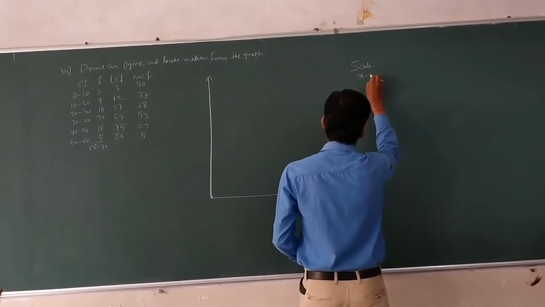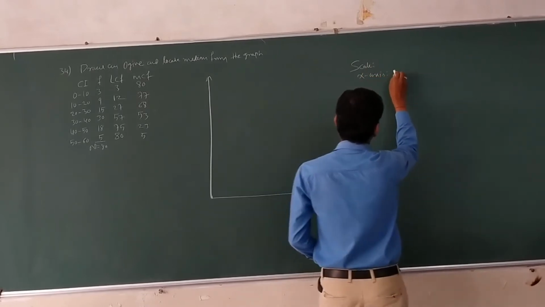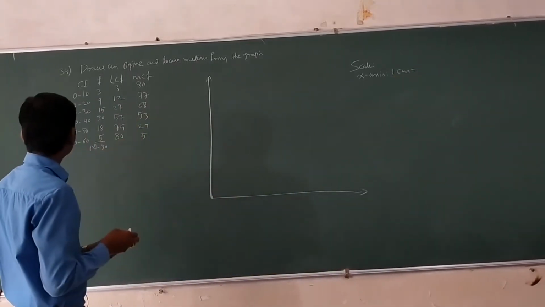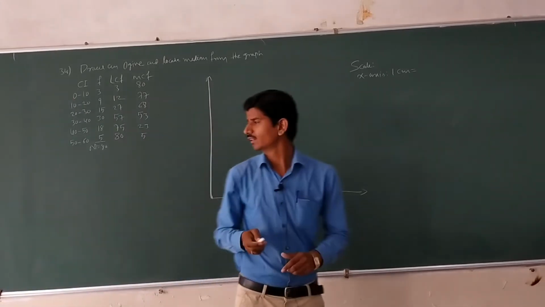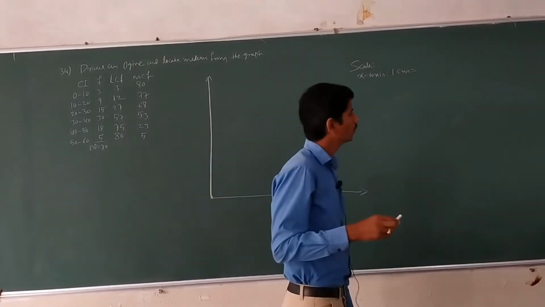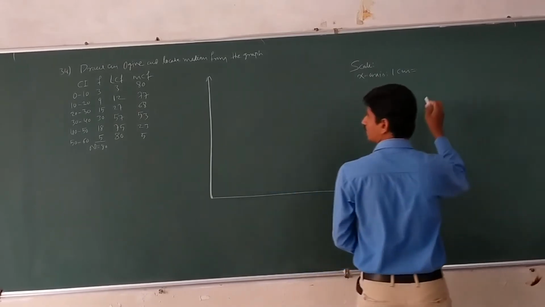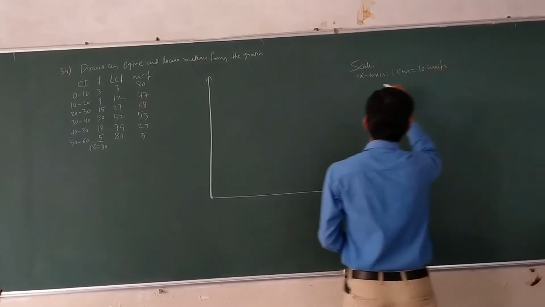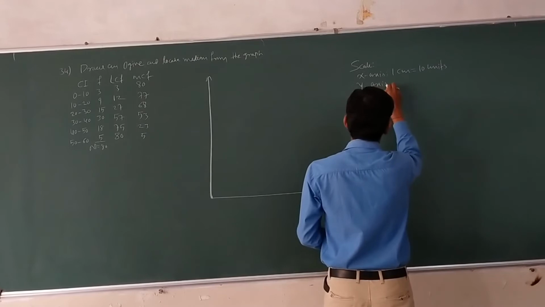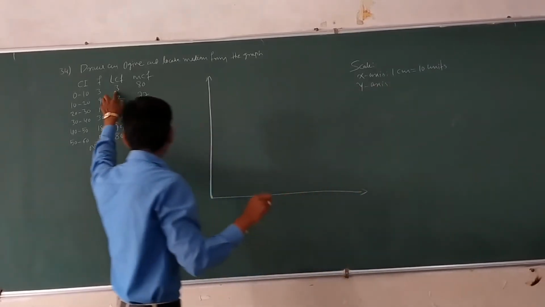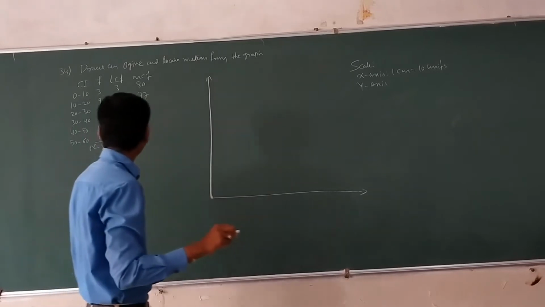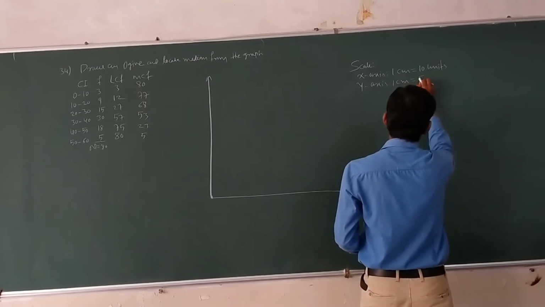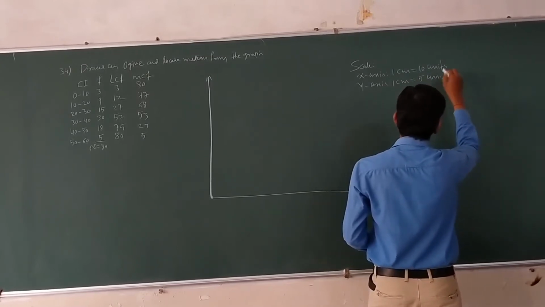Scale, x-axis: 1 centimeter equals 10 units. Since 0 to 60 is there, you could take 5 units, otherwise 10. Take 10 units. For the y-axis, see here, the lowest is 3 and the highest is 80. Then 1 centimeter equals 5 units.